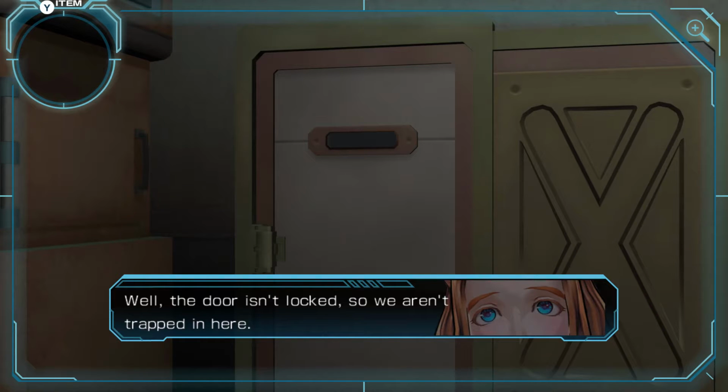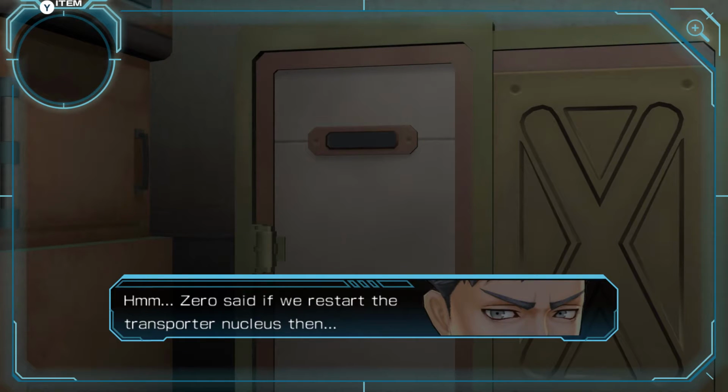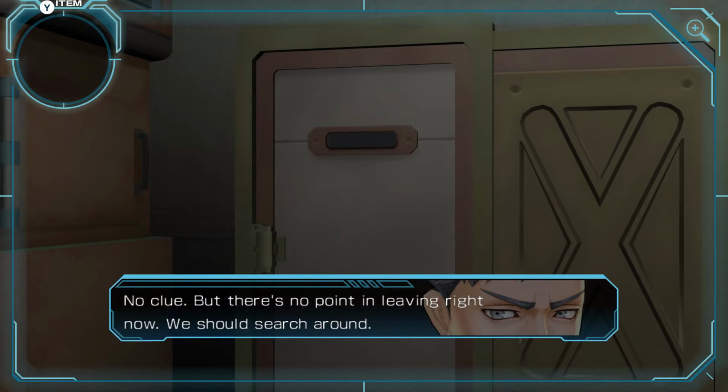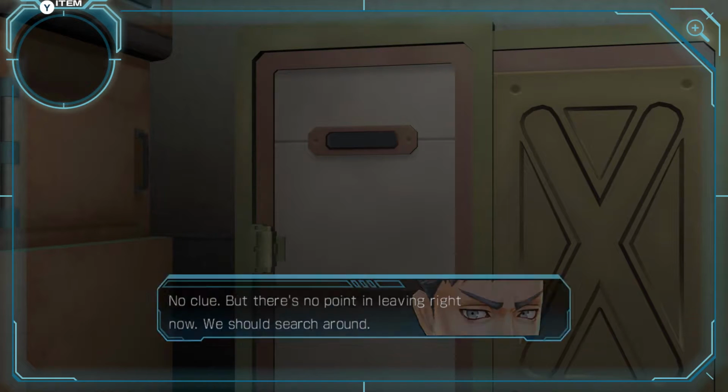Well, the door isn't locked, so we aren't trapped in here. Zero said if we restart the transporter nucleus, then you may obtain that which you desire. What does he mean by that? No clue. There's no point in leaving right now. We should search around.